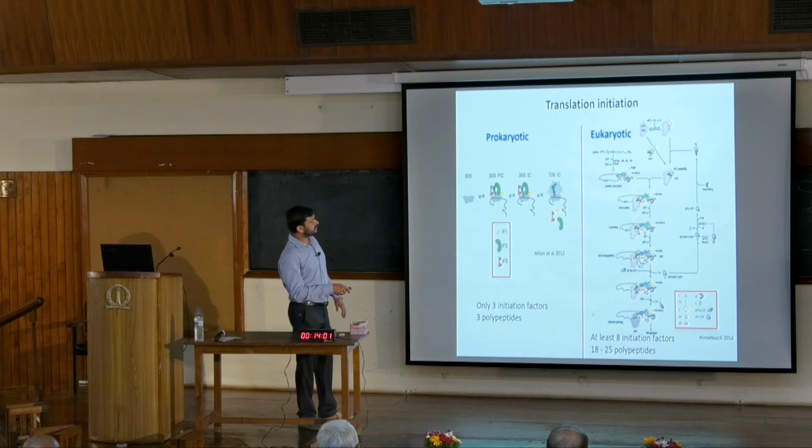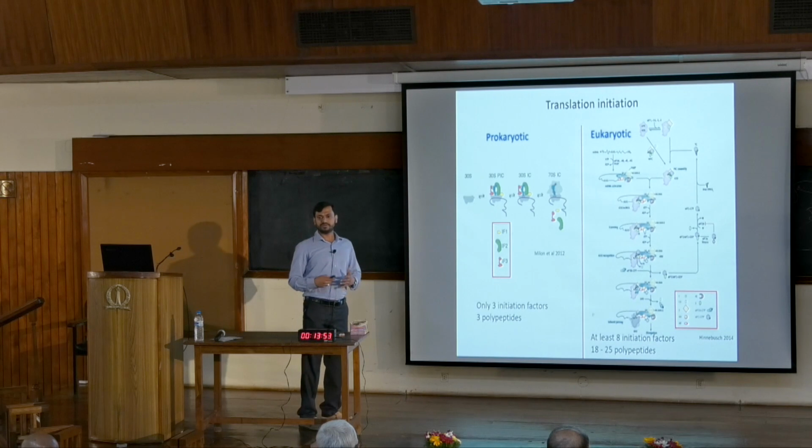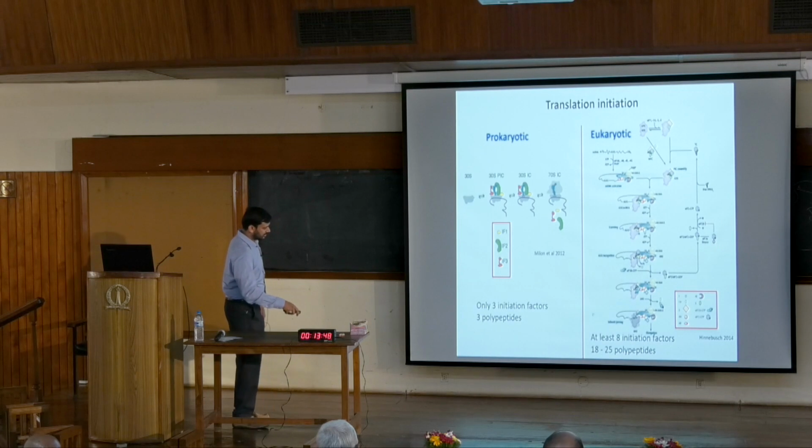Whereas in a higher system, it goes through multiple steps, and at least 8 initiation factors are involved, and some of these initiation factors are multi-protein complexes themselves. So 18 to 25 polypeptides are involved, and they help the ribosome to locate the correct or cognate start codon and place the correct initiator tRNA at the start codon.